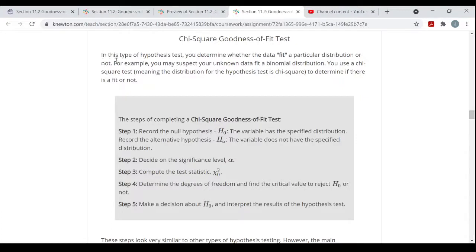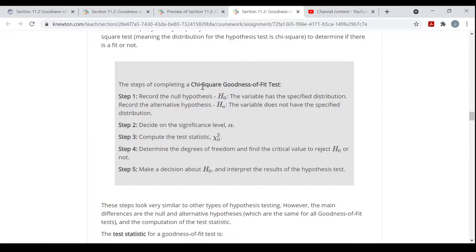Remember, in this type of hypothesis test, you determine whether the data fit a particular distribution or not. For example, you may suspect your unknown data to fit a binomial distribution. You use a chi-square test, meaning the distribution for the hypothesis test will be chi-square, to determine if there is a fit or not, if there's significant evidence to claim that they fit or not.